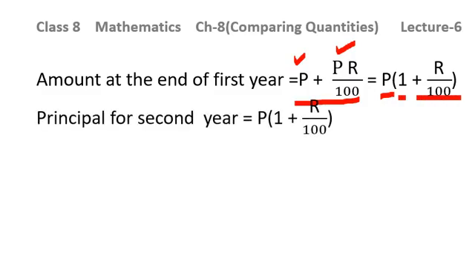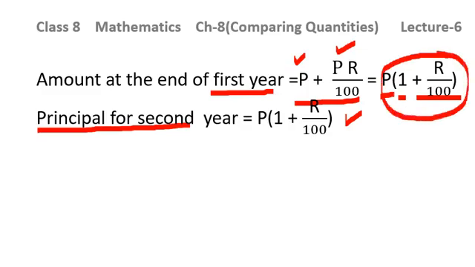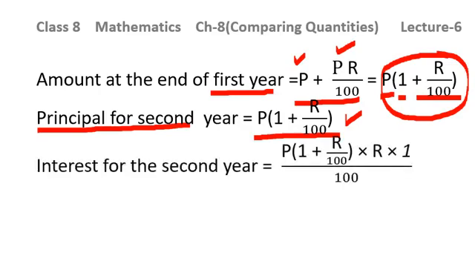Then the principal for the second year, as I told you, in compound interest the amount of the previous year will be the principal for the next year. So it will be P into bracket 1 plus R over 100. This was the amount of the first year. Now this will be the principal for the second year, as it is the concept of compound interest: the amount of the previous year will be the principal for the next year.